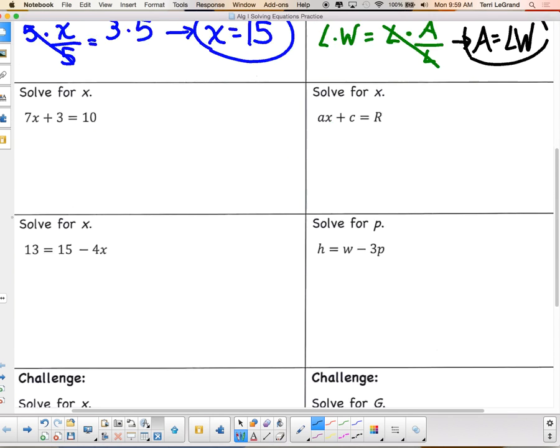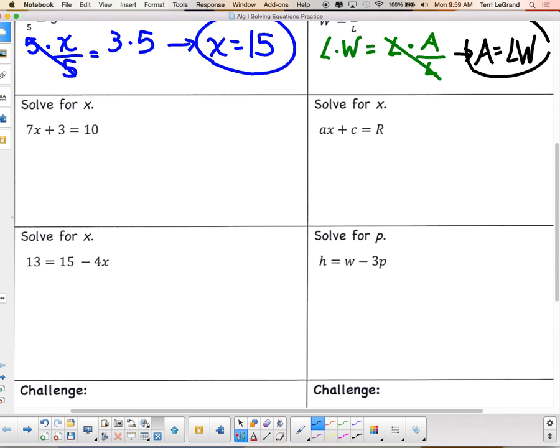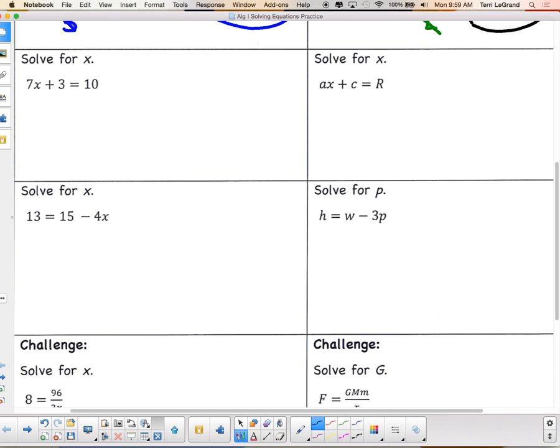7x plus 3 equals 10. What's going to be our first move, class? Subtract 3. Yep, subtract 3 from both sides because we're zeroing in on that 7x and saying eventually I need that x alone, so I'm going to first get rid of the 3. And I now have 7x alone. And 10 take away 3 is? 7. Now divide both sides by 7.